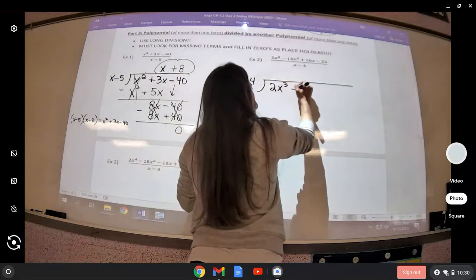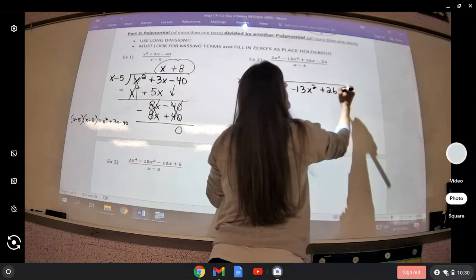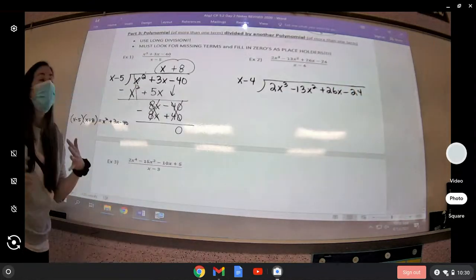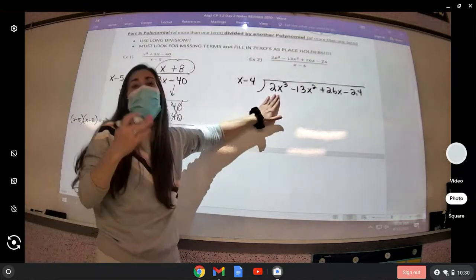2x to the third minus 13x squared plus 26x and then minus 24. All right, here we go. So technically we should divide first. How many times does x go into 2x to the third?